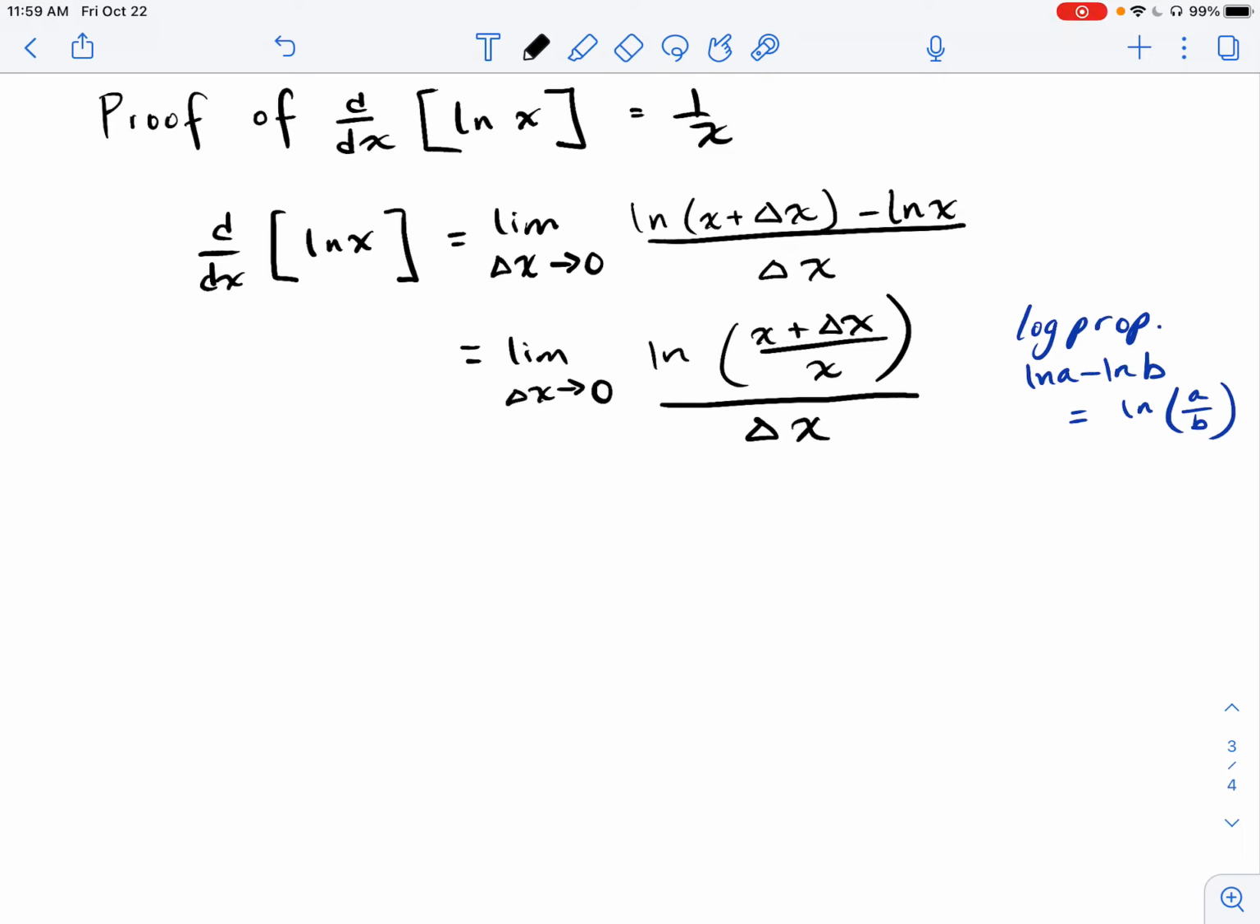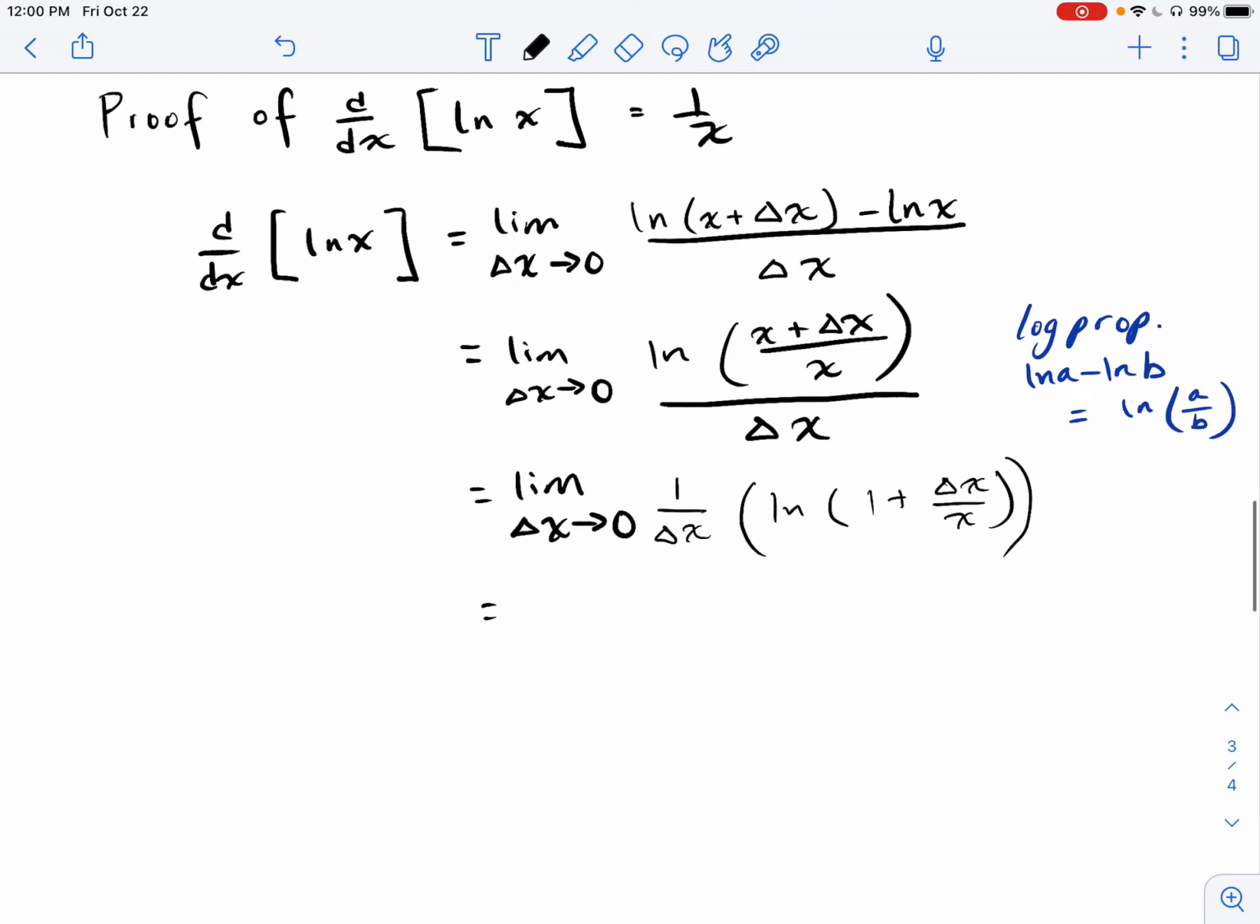All right, so I can then, and I'm going to write this in one step, but hopefully I'll show you what I'm doing here before. I'm going to rewrite this as 1 over delta x times all of this, the natural log of 1 plus delta x over x. Well, why am I doing that? Because I can use another logarithmic property here.